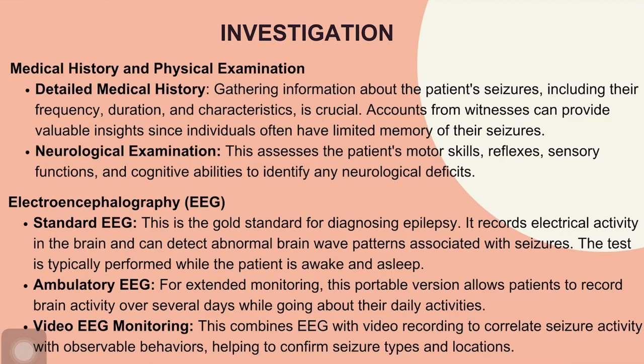For the ambulatory extended monitoring, this portable version allows patients to record brain activity over several days while going about their daily activities. Video EEG: this combines EEG with video recording to correlate seizure activity with observable behaviors, helping to confirm seizure types and location.